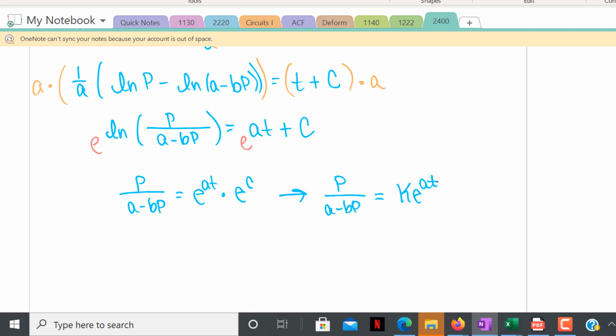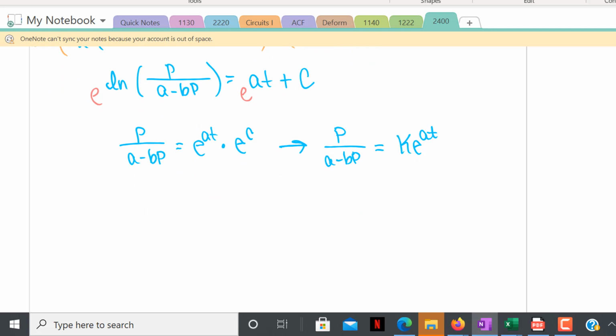And that's the constant that we want to get in terms of the initial population. So it tells me when t equals 0, p equals what they're calling p naught, the initial population. I'll just plug in t equals 0 right now, and I'll plug in p naught for p. So p naught over a minus b p naught equals k. And then I'd have e to the 0, which is just 1. So there is my k.